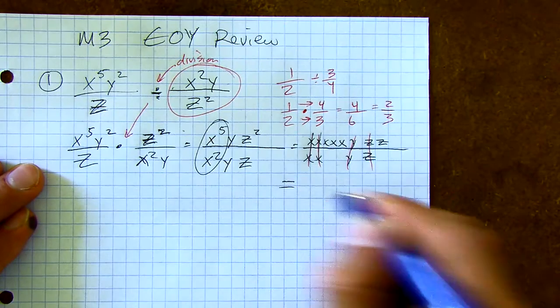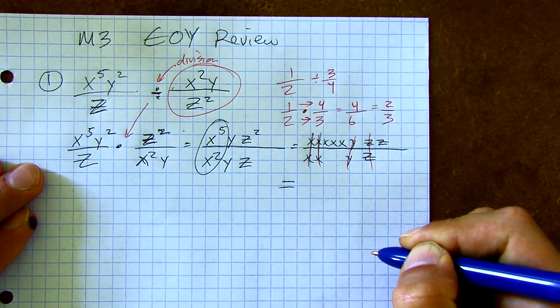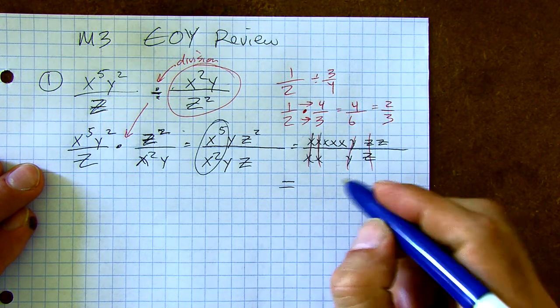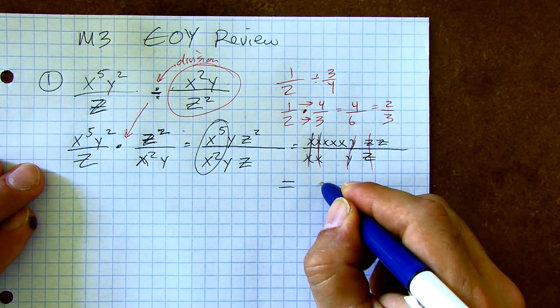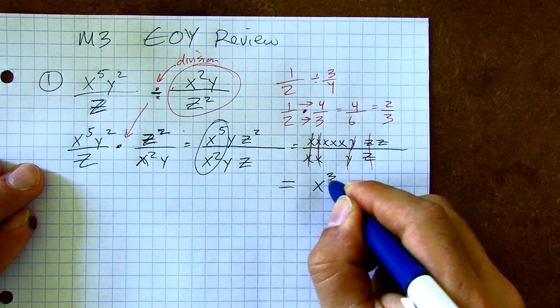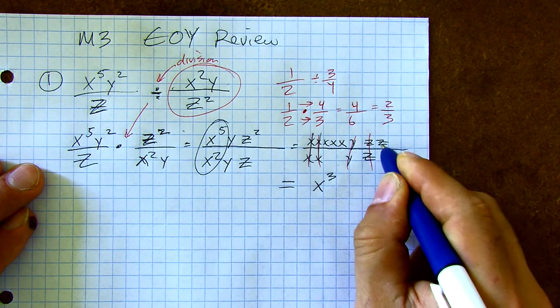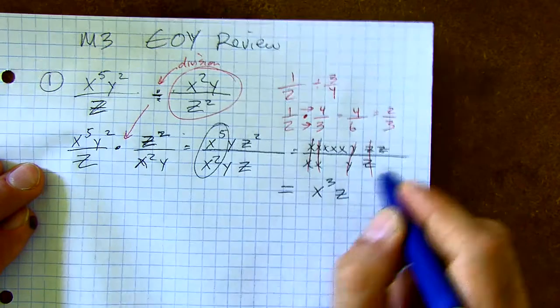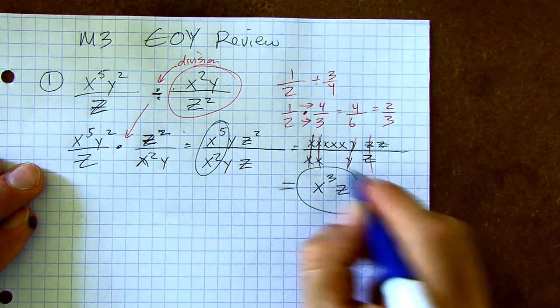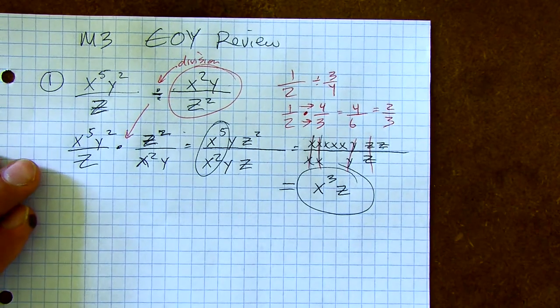Because we're going to end up with, let's see, this is really what you get. X. Mine usually look like these two. All right. X to the 3rd z. How'd that work out? Good?